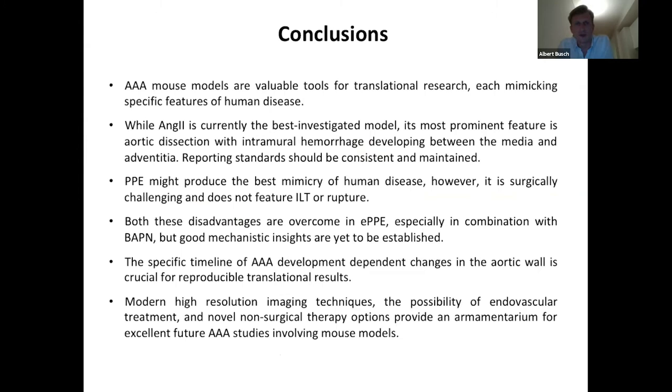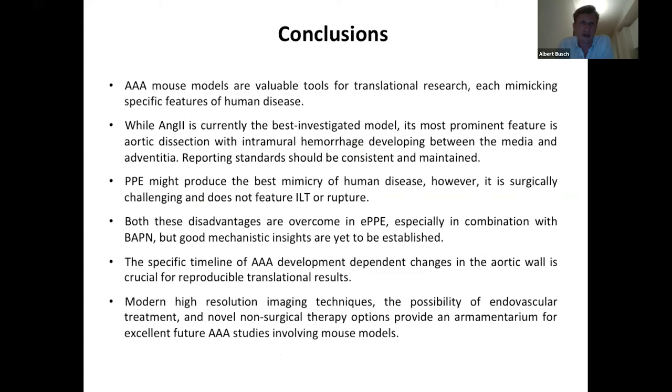So to conclude our opinions on the mouse models, as stated in our review, there are a lot of mouse models available. They are very valuable for translational research, but you have to consider that each of them is mimicking a very specific feature of what is probably the nature of human disease.